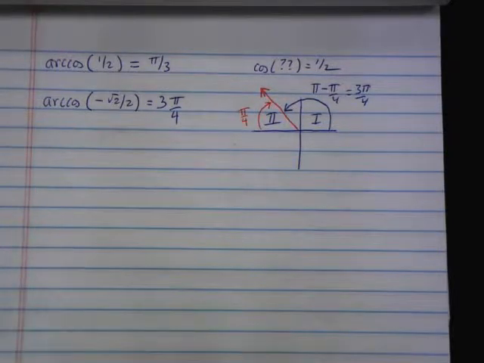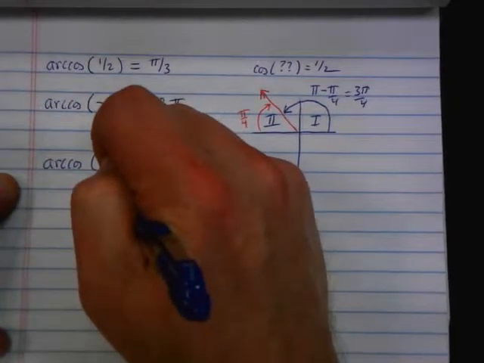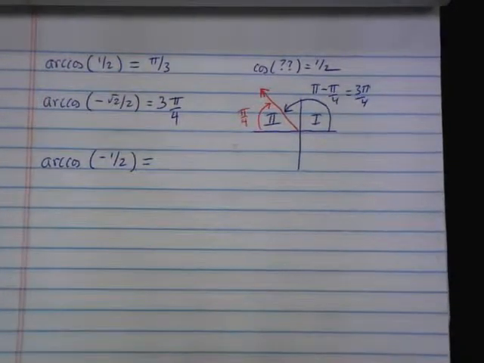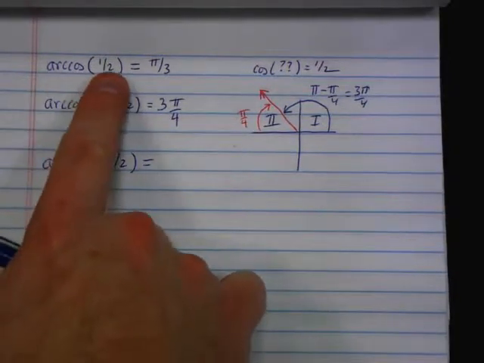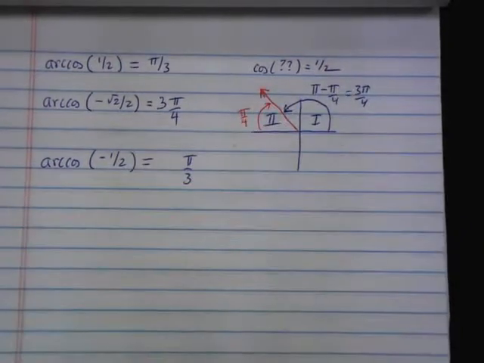All right, so let's do another one. How about arc cosine of negative 1/2? Well, it's pretty much the same deal. We know the reference angle is what? Pi over 3, because up above we have arc cosine of 1/2 is pi over 3. So we need to take the angle pi over 3, and we need to find its equivalent angle, but the angle needs to live in quadrant 2. So how do I find the angle in quadrant 2 that has a reference angle of pi over 3?